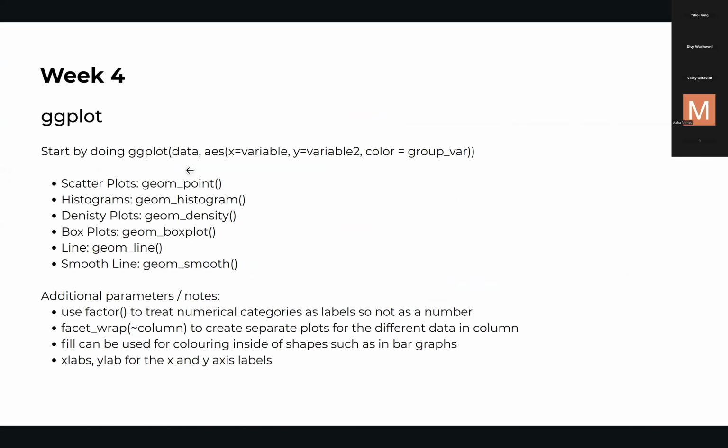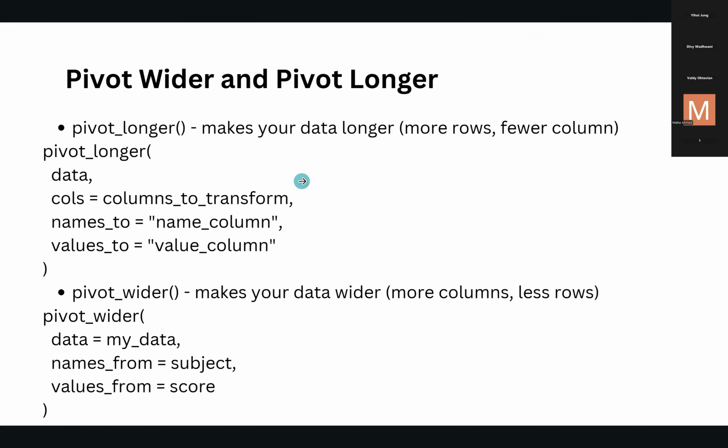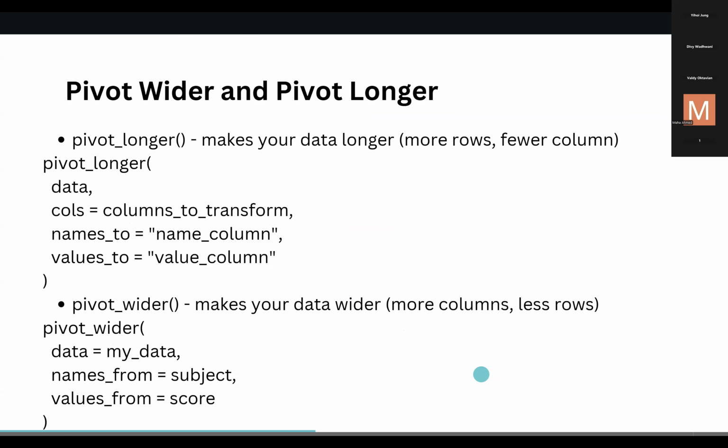Then the other question was about pivot longer again. Sorry about the confusion before. Pivot wider makes it so that instead of having one column with a lot of rows of values, you'll have many columns. And pivot longer does the opposite. It goes from many columns to one column with many rows, basically. So yeah, sorry about the confusion.